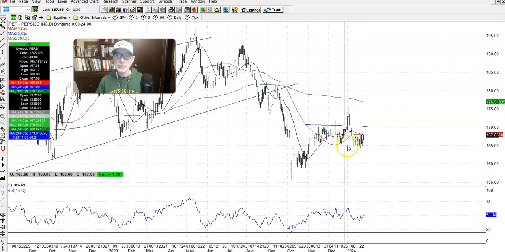Look at this, all this support here right around 165. It hasn't been able to truly get through that 165 level. So that means eventually the buyers should finally step up and get it out of this channel. So keep an eye on Pepsi in that regard.